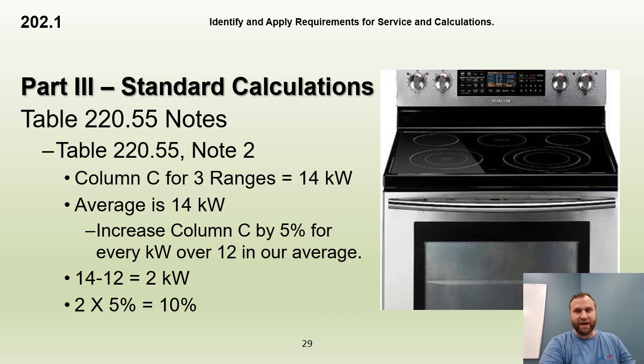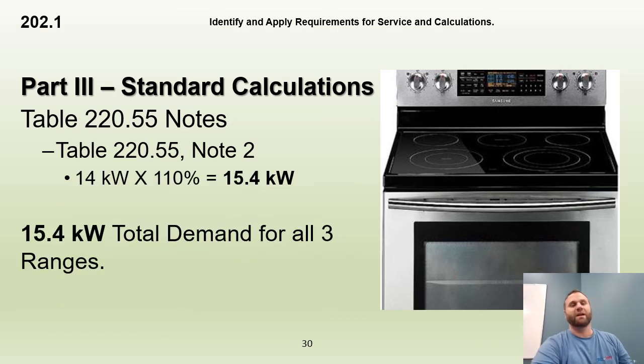So again, how do I do that? I take my 14 kW from column C and I multiply that by 110%. 110% or 1.1. I've increased it by 10%. That brings me to 15.4 kW total demand for all 3 ranges. That's how much I would include on that service for those 3 ranges. And that is note number 2.